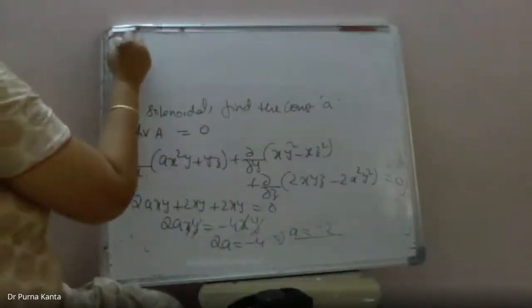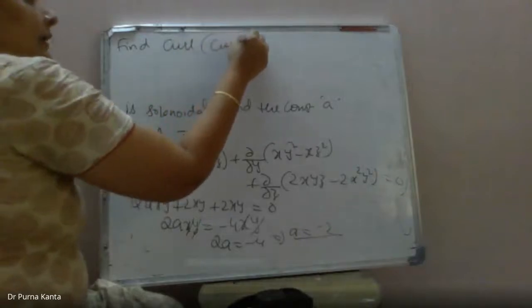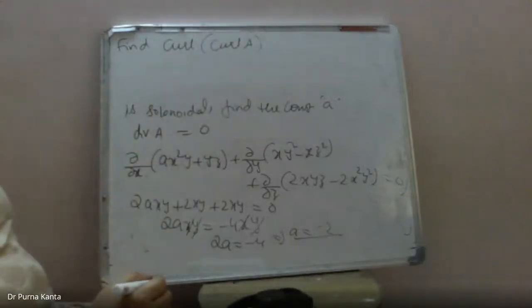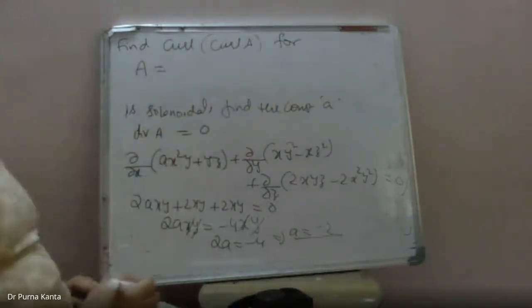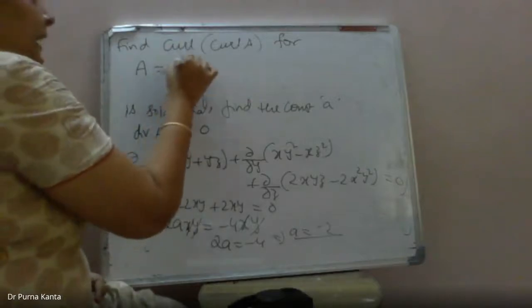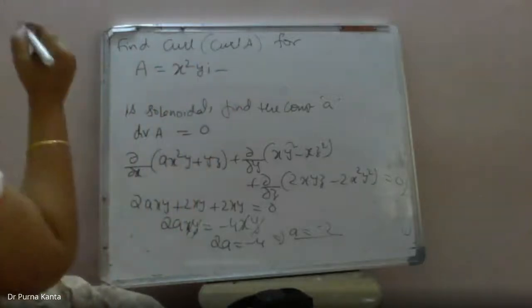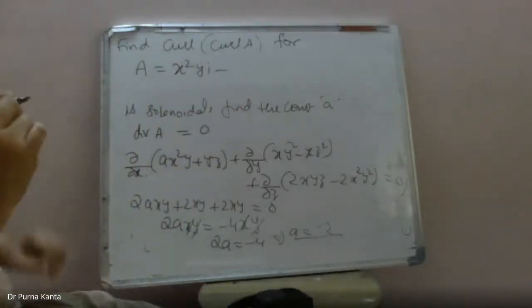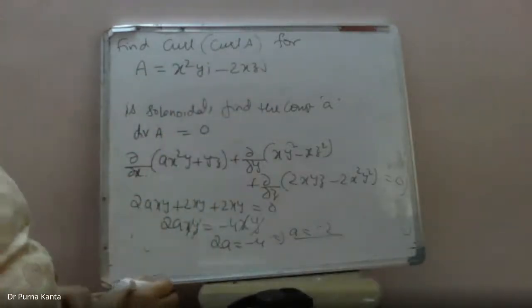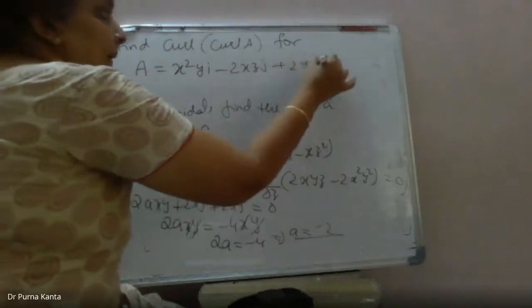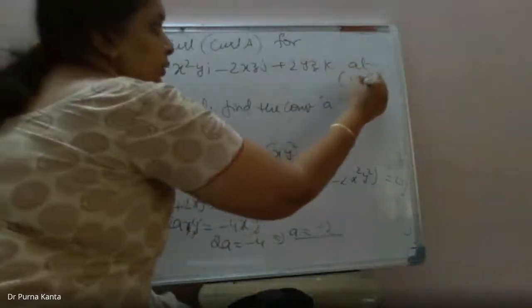Find curl of curl A for A is equal to x square y i minus 2xz j plus 2yz k at the point (1, 0, 2).